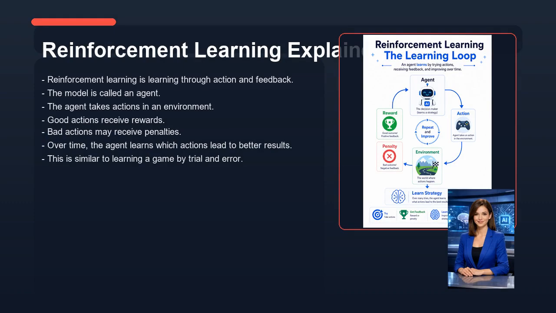Now let's look at reinforcement learning explained. Reinforcement learning is learning through action and feedback. The model is called an agent. The agent takes actions in an environment. Good actions receive rewards. Bad actions may receive penalties. Over time, the agent learns which actions lead to better results. This is similar to learning a game by trial and error.